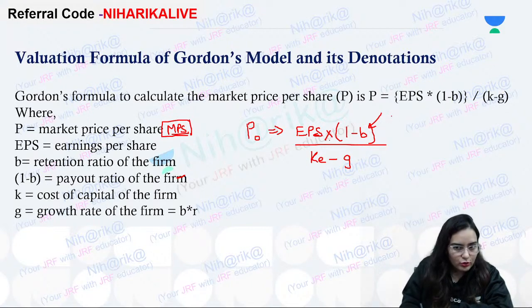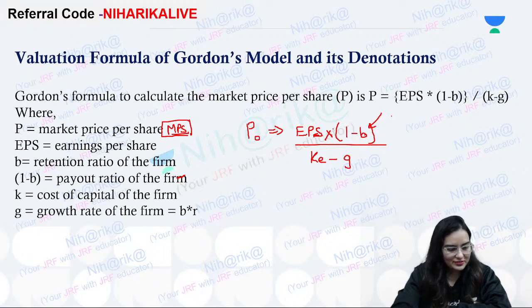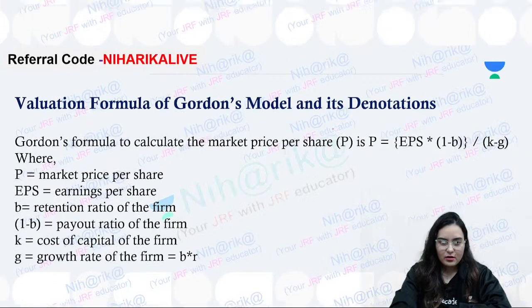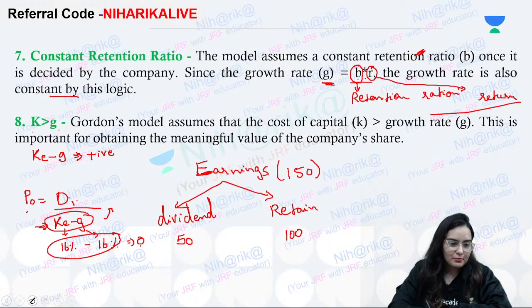Okay. If out of our earning we have removed the retention ratio, what will be left? Can I say dividend? Yes or no? If we remove retention ratio, what will be left? Can I say dividend will be left? One time, if we see this thing, let's take this example.